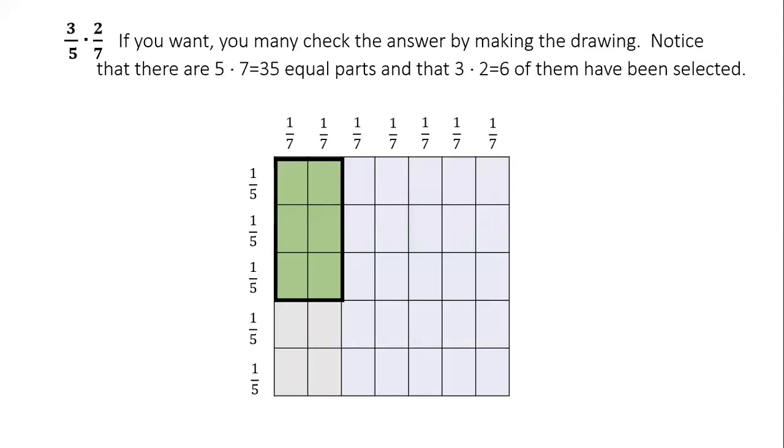If you want, you can check the answer by making the drawing. Notice that there are 5 times 7 equals 35 equal parts, and 3 times 2 or 6 of them have been selected.